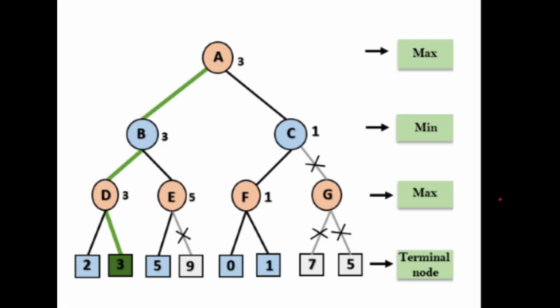Step 8, C now returns the value of 1 to A. Here the best value for A is max(3, 1) equals 3. Following is the final game tree which shows the nodes which are computed and the nodes which have never been computed. Hence the optimal value for the maximizer is 3 for this example.